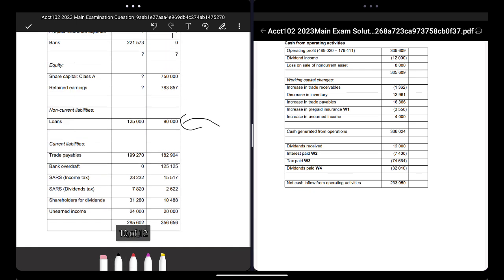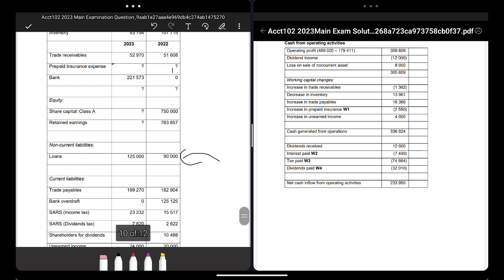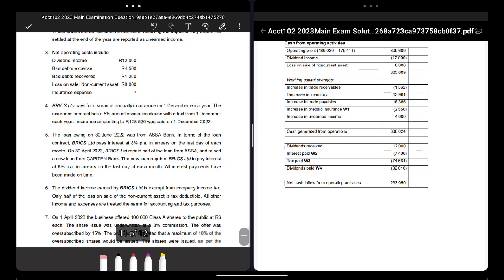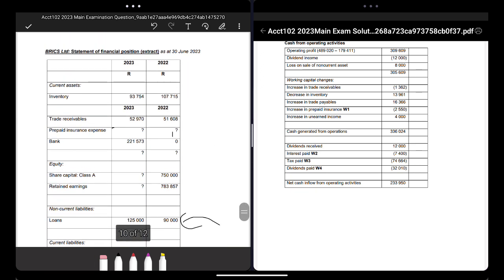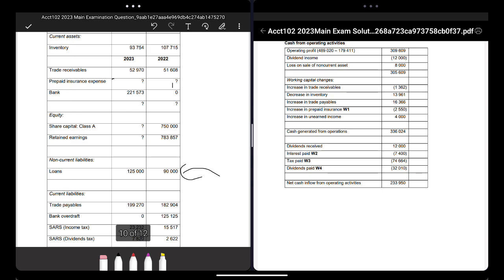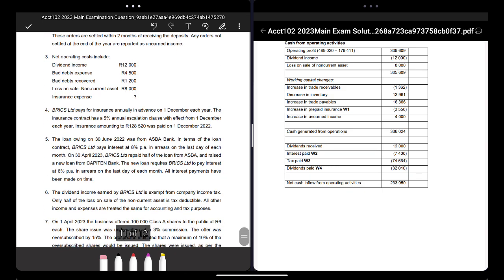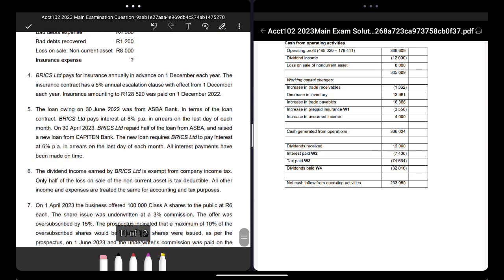Okay, so let's see. At the beginning of the year, you had a loan of 90,000. At the end of the year, your loan amount is 125,000. Something happened there. So your loan owing on 30th June 2022, which is the beginning of the year, they're talking about the loan of 90,000 from Absa Bank. That amount had interest of 8%, paid in arrears on the last day of each month.